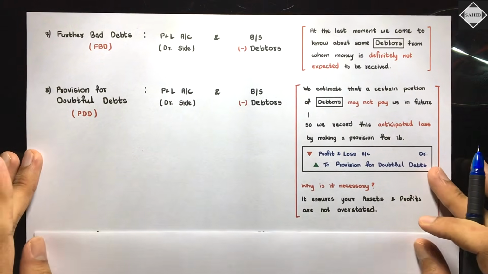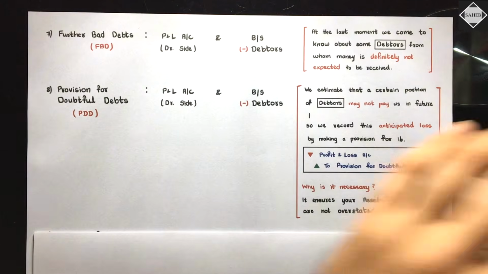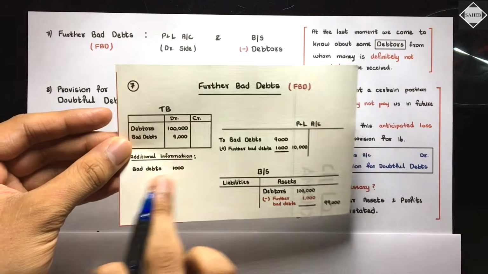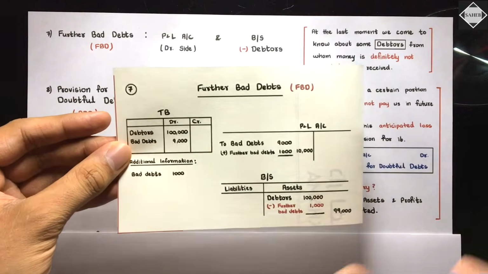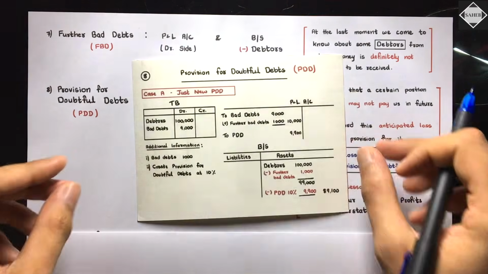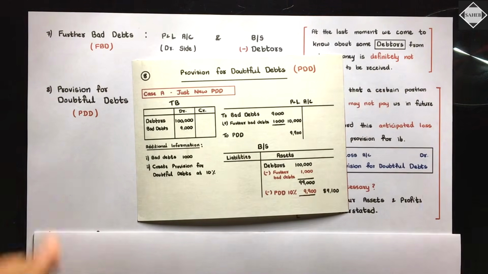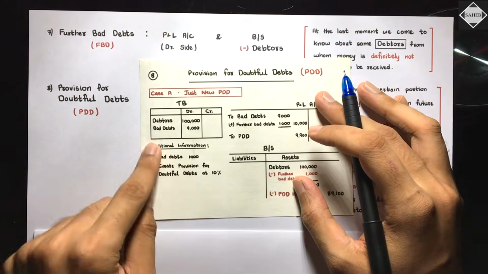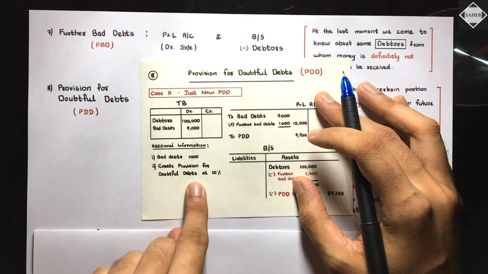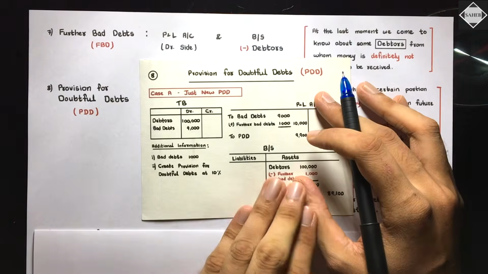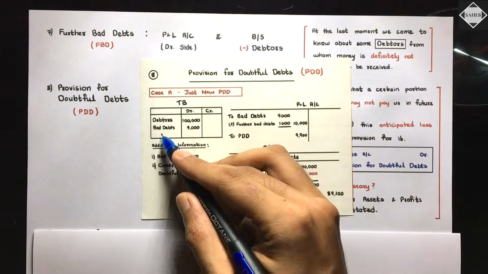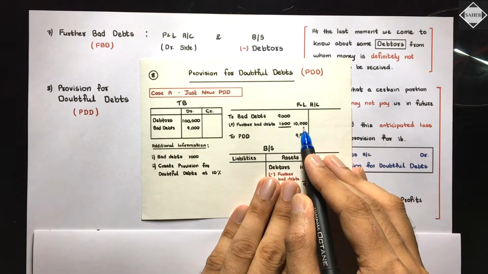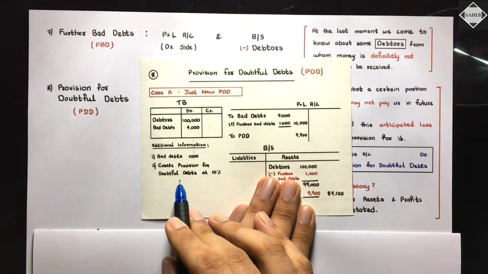Now how it will be done, let's see a practical example. We will use the same further bad debts example, with just one additional adjustment: create a provision at 10%. Here is the example, provision for doubtful debts, PDD. Debtors 1 lakh, bad debts 9,000, the same example. In the adjustment, create a provision for doubtful debts at 10%. Bad debts 9,000 normally come in a column. Further bad debts of 1,000 you add, and that becomes 10,000. Provision, how will you create it?